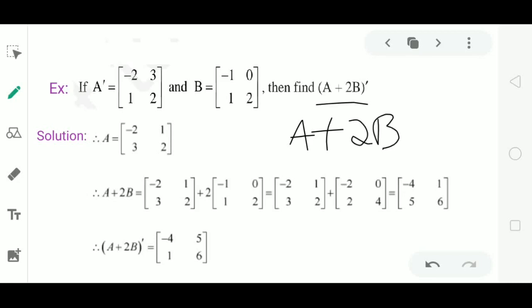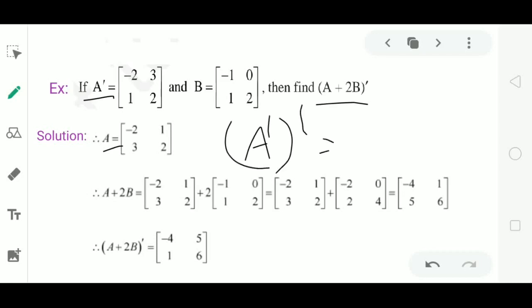To find the transpose of this matrix, first we have to find the matrix A. We have matrix A dash. Using A dash, we have to find matrix A. How can we find matrix A? We use the property of transpose of the matrix. That is, we know that A dash whole dash is equal to matrix A by the first property of transpose of matrix. So, to find the matrix A, we have to find transpose of A dash. That is A dash whole dash.